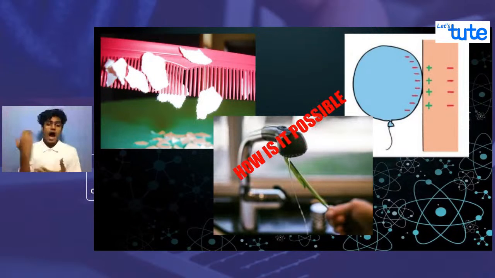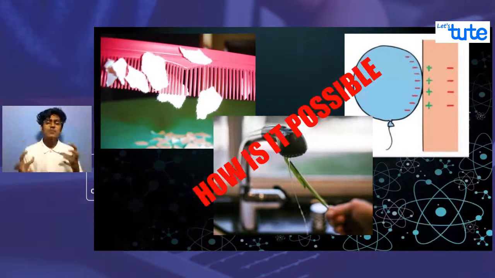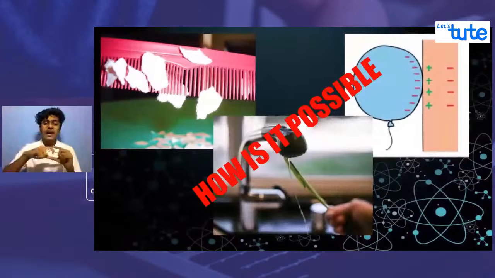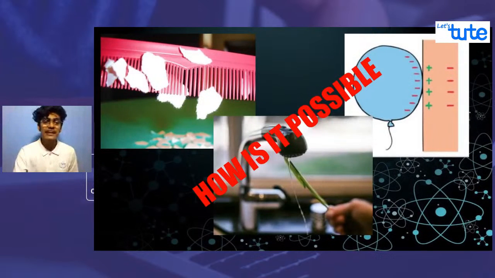So how is it possible? Because we know that atoms are neutral. Please try to understand this. Atoms are neutral, but if we aggregate all the atoms together we get matter, and we can notice that there are some kind of charges present in this matter. So if atoms are neutral and matter is an aggregate of atoms, matter contains some kind of charge.